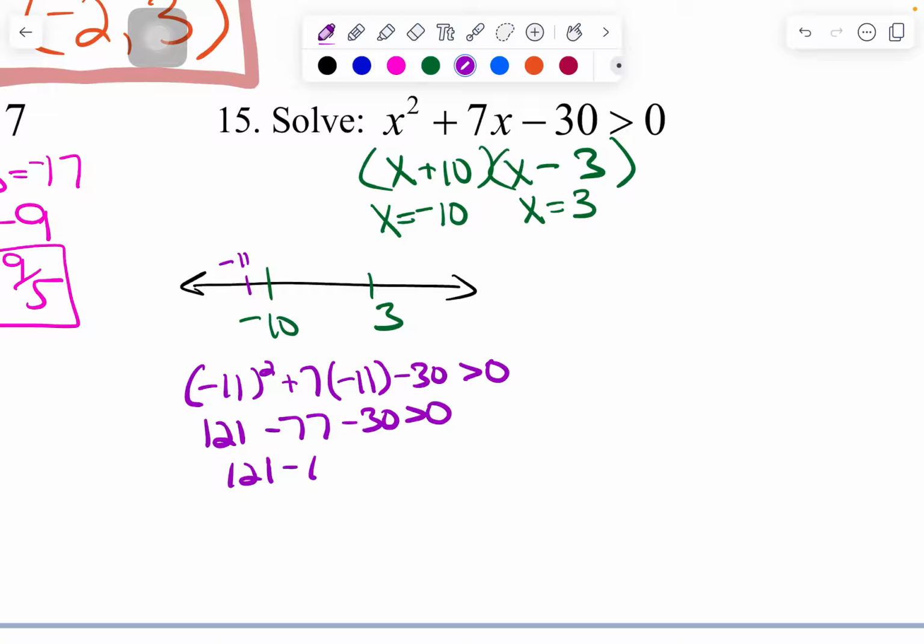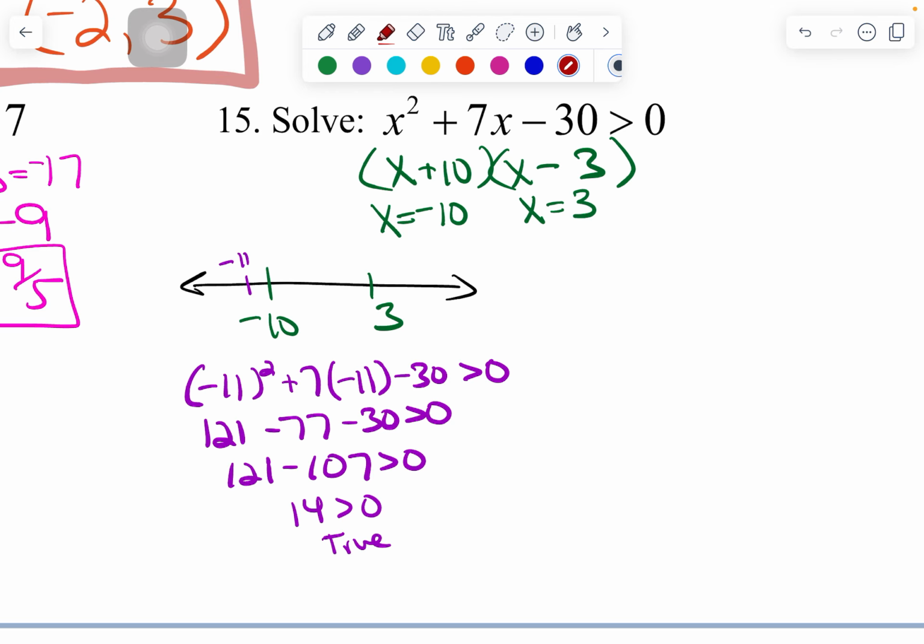121 minus 77, what would that be? 44, 14. Brain fry. Here's what I do know. My brain is just literally just not figuring this out very quickly. Let's see. I think it's 14. Yep, it's 14. All right, took me a little bit longer than I like for that. But 14 is absolutely greater than 0, so that's a true statement.